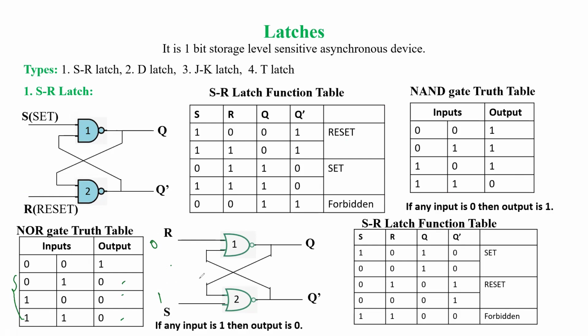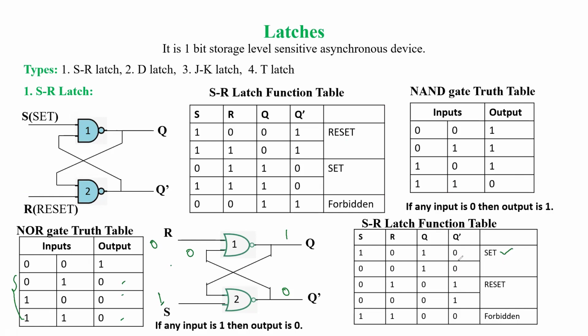Now if any input is 1, we are sure that the output is going to be 0. For NOR gate 2, one input is 1, so we are sure that the NOR gate 2 output is 0. Now this 0 is given again as input to NOR gate 1, so both inputs are 0. So the output is 1. So Q is 1 and Q dash is 0. Now the device is said to be set.